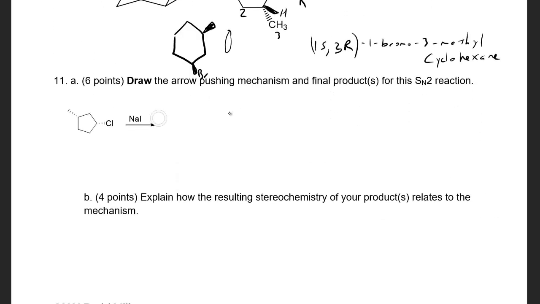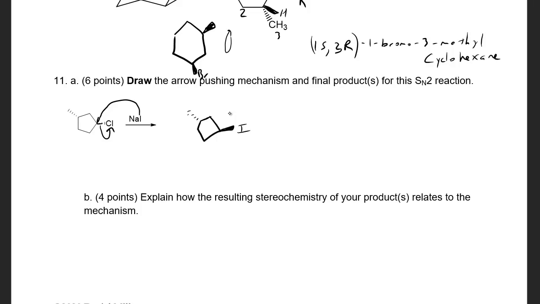Alright, draw the arrow pushing mechanism and the final product. So my iodide is going to come in on the front side and attack that carbon to kick off that chlorine. Now my cyclopentane ring still has that methyl group right there, and my iodide that came in is on a wedge. Alright, that's all there is for that.